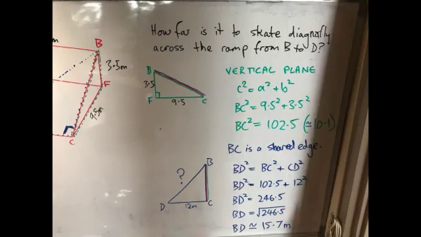So I've got my answer from the first one. 102.5 was BC squared, which gives me about 10 meters long. And then I have that BC shared edge in the second triangle. I can write it in the diagram if I want. But now I have two of the values, 12 and 10.1, that I can put into the formula and then figure out my missing hypotenuse in the second triangle, 15.7.